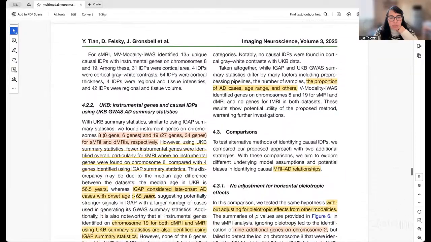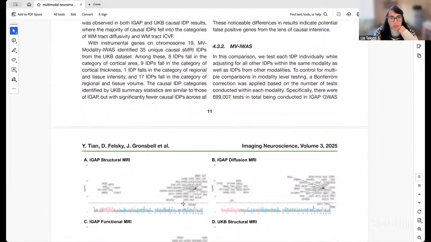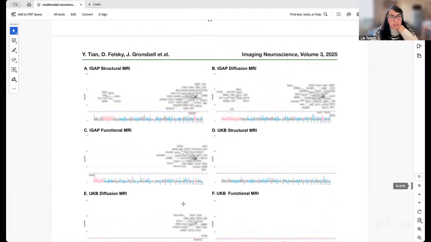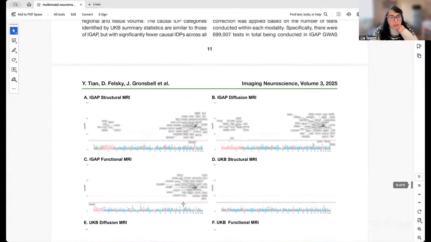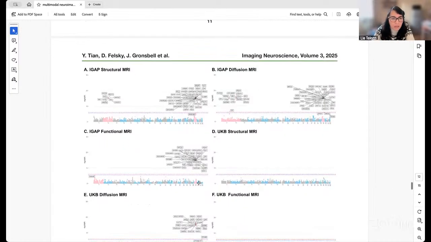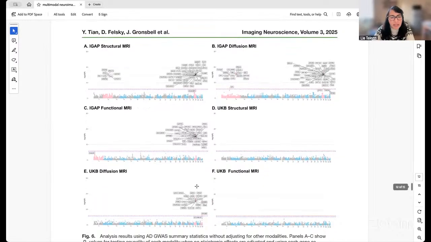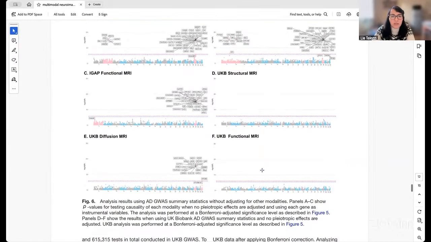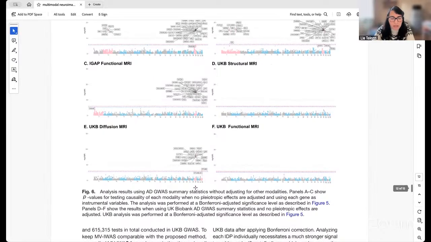Then they also tried to change the model a bit and be a bit less restrictive. And they also find some signal in chromosome 2, and again something in chromosome 19 for fMRI. So this is also encouraging for fMRI. And generally there is less signal here, just for the diffusion MRI.